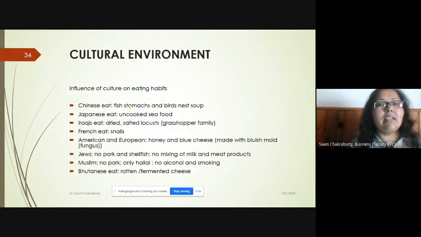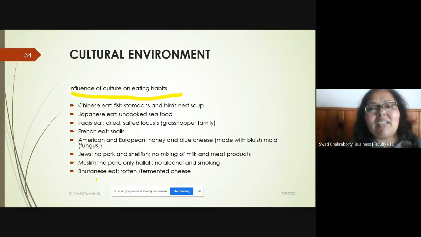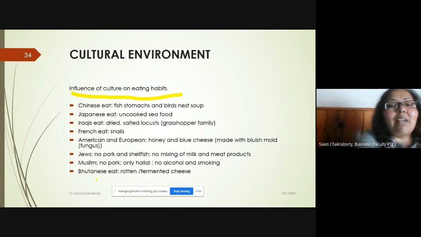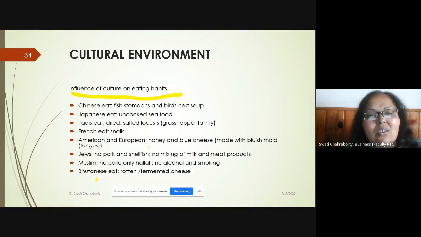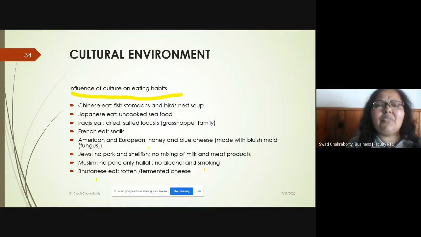Next comes the influence of culture on eating habits. These are different people and how they eat. Chinese eat fish stomachs and bird nest soup, and Japanese eat uncooked seafood. Iraqis have dried salted locust. French eat snails. Americans and Europeans eat honey and blue cheese. Jews don't eat pork or shellfish, and there is no mixing of milk and meat. Muslims, no pork, only halal, no alcohol and smoking. Bhutanese eat cheese which is rotten or fermented. Different countries have their own food habits.